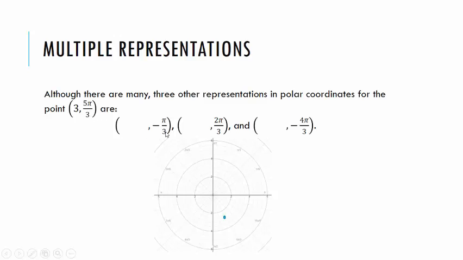We could have a negative angle, so negative pi over 3, and I could use positive 3 for the r value there. For 2 pi over 3, because that's in the opposite direction, I could use a negative r value, and so I could have negative 3, 2 pi over 3. Negative 4 pi over 3, since negative 4 pi over 3 is coterminal with 2 pi over 3, I could have a negative r value there as well. So there are 4 different examples here, and they are not the only representations. Each of these represent the exact same ordered pair, however. So keep in mind there are multiple representations for the same point.